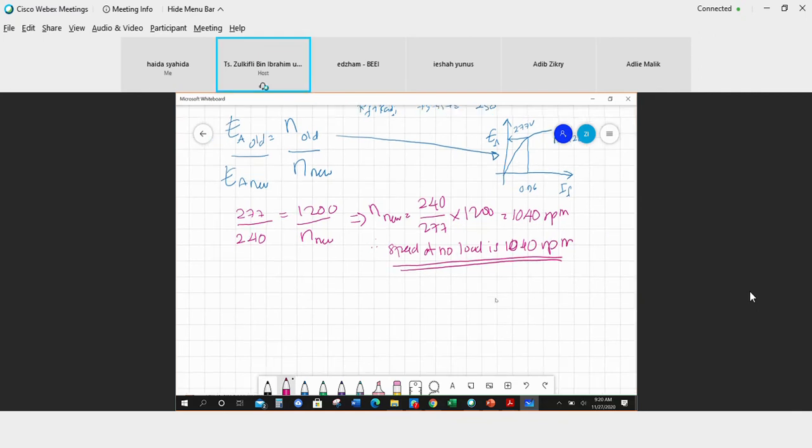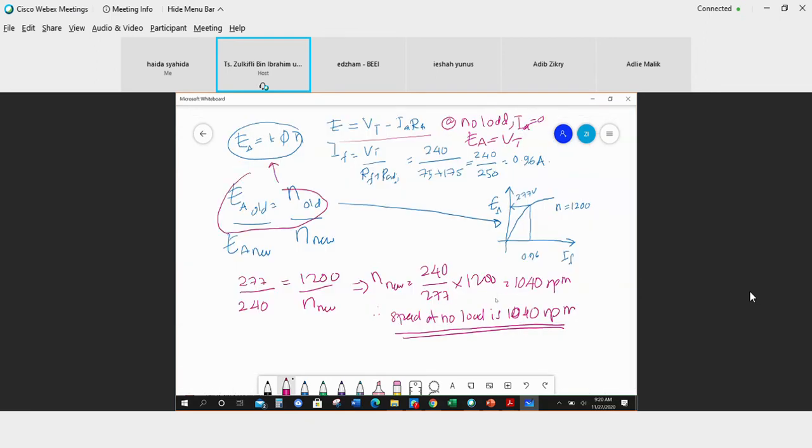How do we get this? Because from here, when we divide, K and flux are the same, so we can cancel this. So now on the left you have only EA and n.